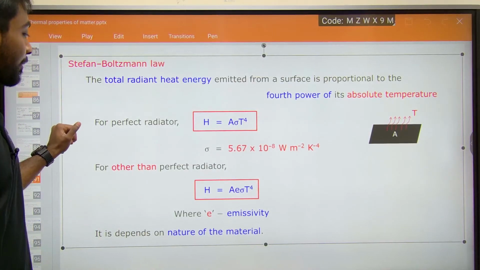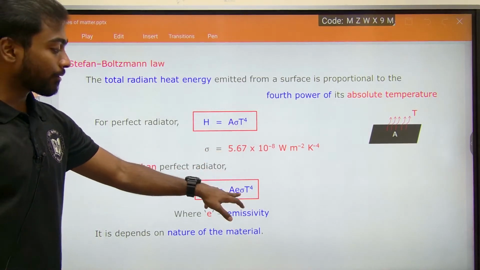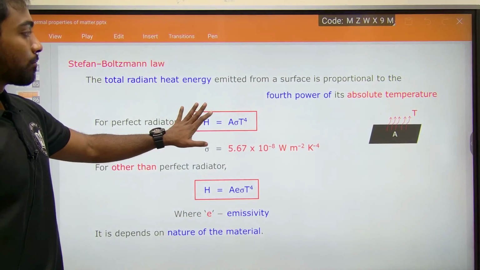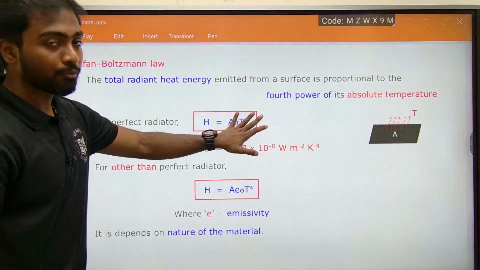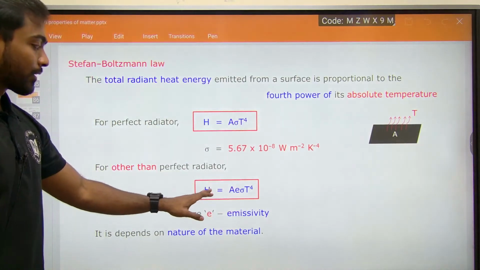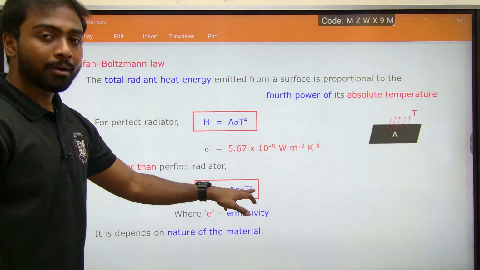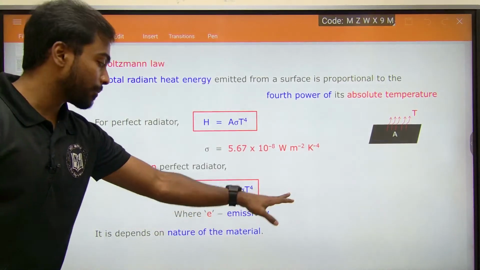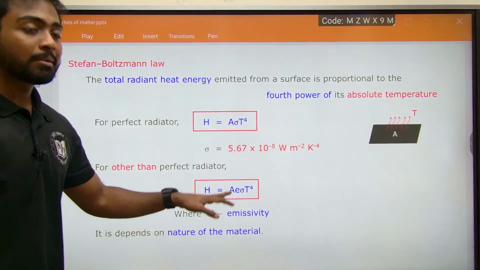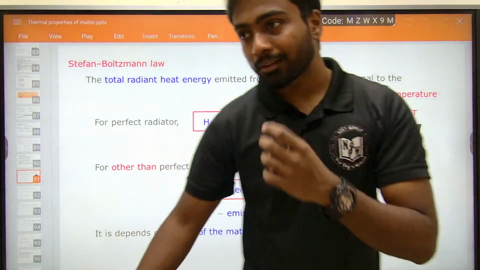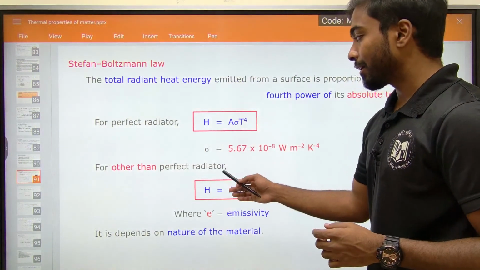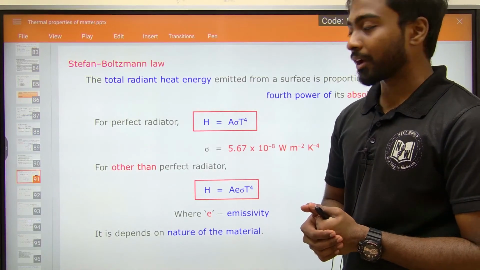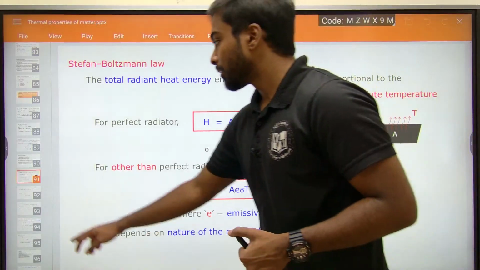And for other than a perfect radiator, we will add the value of e, which is emissivity. So for a normal body, we take A sigma T^4. For other radiators, A e sigma T^4. Only the e value we add, where e is emissivity. So it depends on the nature of the material too, because different objects differ. Got it?